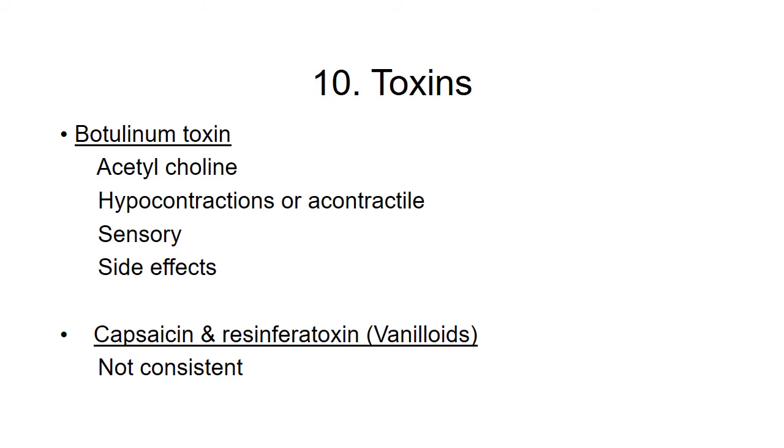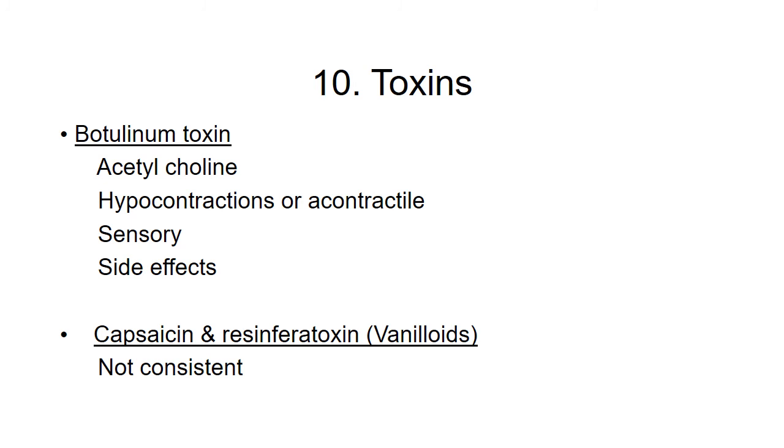Its main action is to prevent the release of acetylcholine from cholinergic nerve endings. So it reduces the contractions, or it makes the bladder detrusor muscle non-contractile. Action usually lasts for 2 to 4 months. During this time, it is thought that axons develop lateral sprouts and eventually regenerate completely.